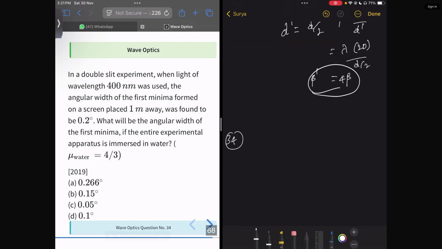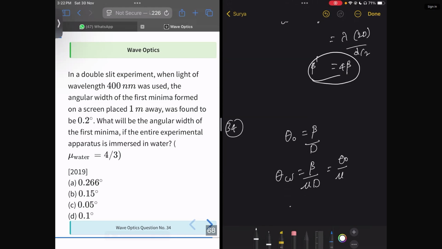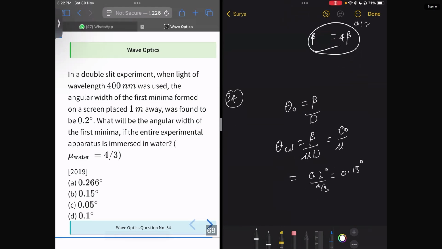So first, for a double slit experiment, the angular fringe width theta naught is equal to beta by d. The angular fringe width in water will be theta w is equal to beta by mu d. It will be theta naught by mu. So 0.2 degree divided by 4 by 3. It will be 0.15 degree. Option B is the right answer.